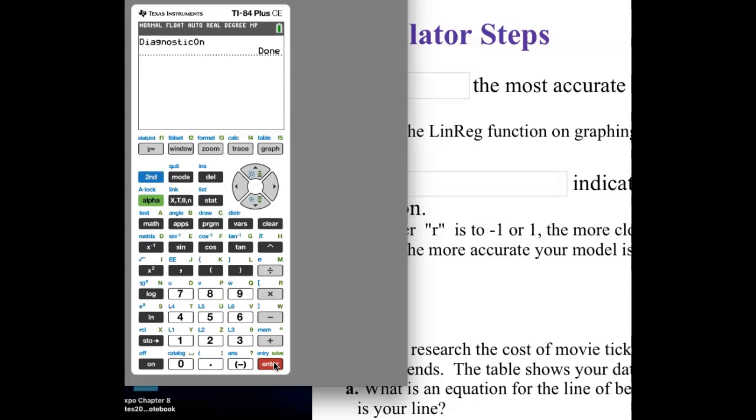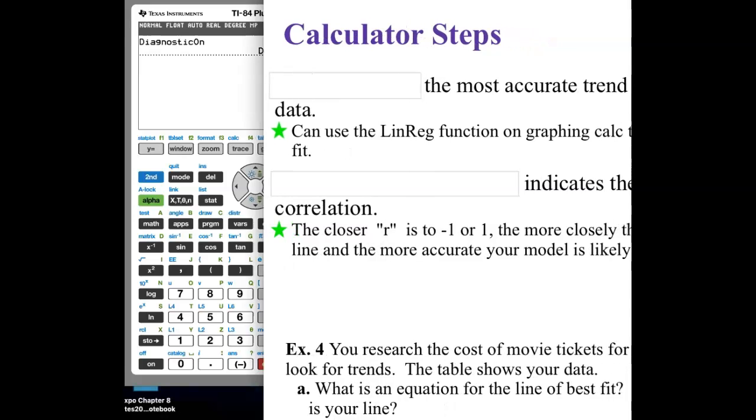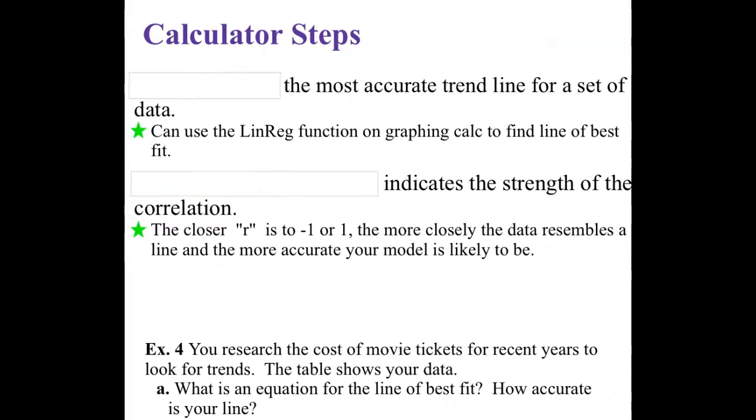Okay? The other thing that we're going to be doing is we're going to be turning on a stat plot. Okay? So we'll go through that setup in just a sec. Let's go ahead and catch up here on our notes. So when you figure out the line by hand, it's called a trend line. When you use your calculator to find it, we refer to it as the line of best fit. Okay? Your calculator is going to come up with the best possible line. When you do it by hand, you may not have the best line.